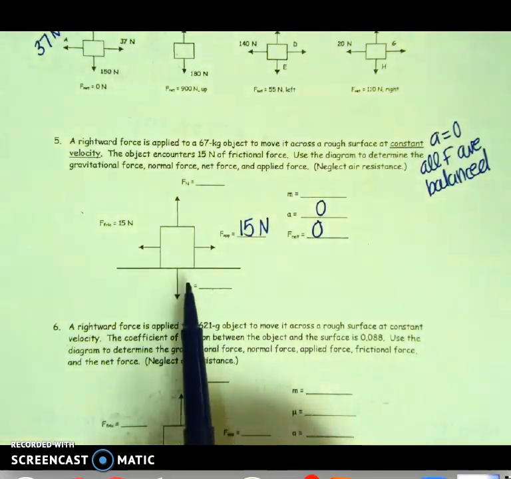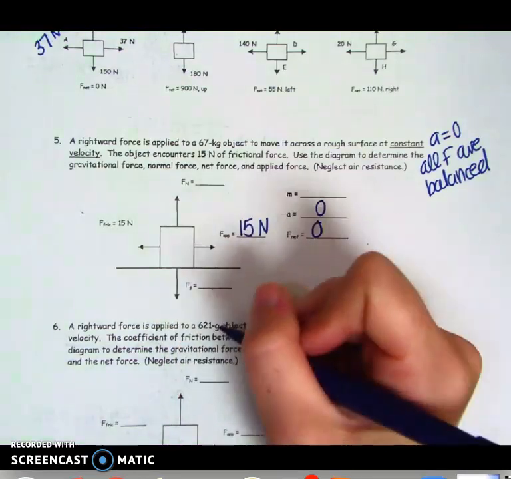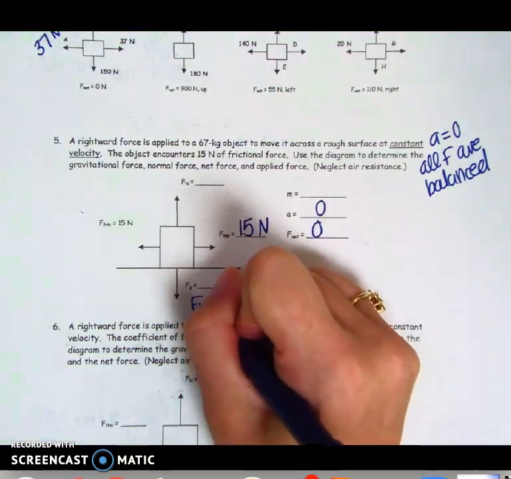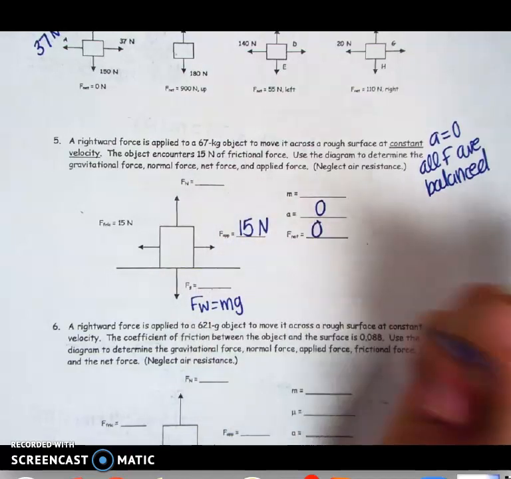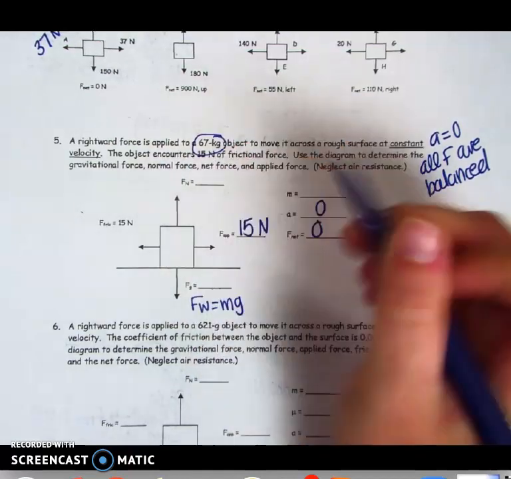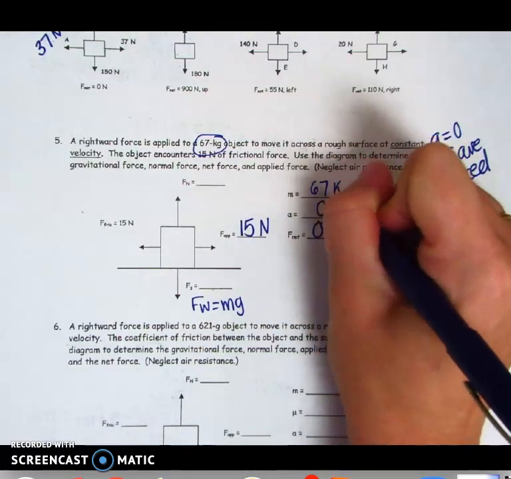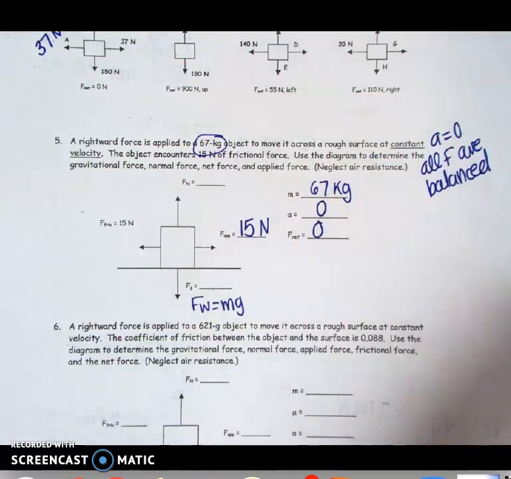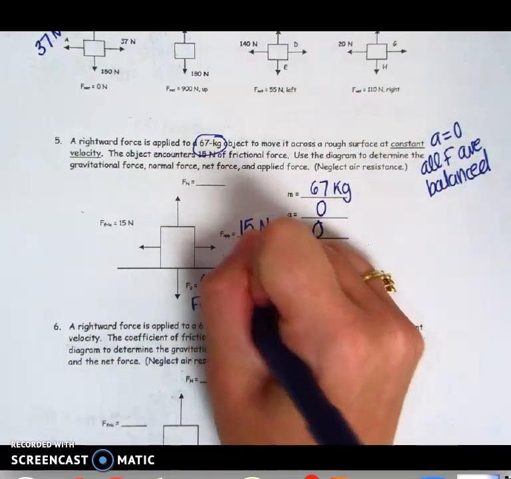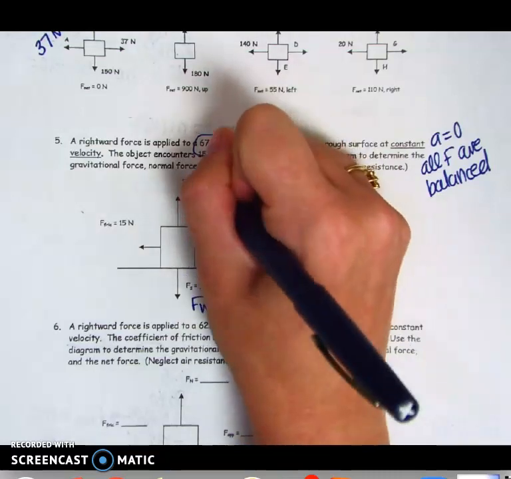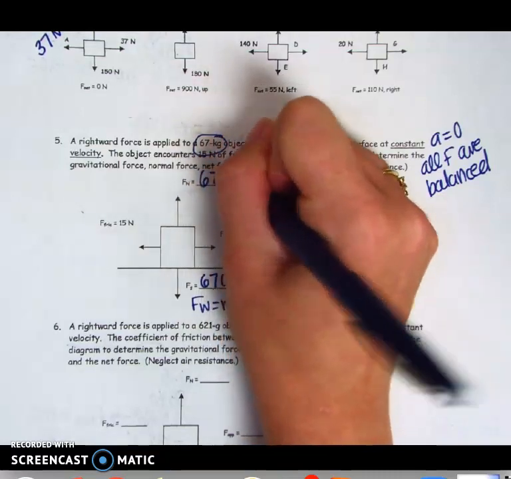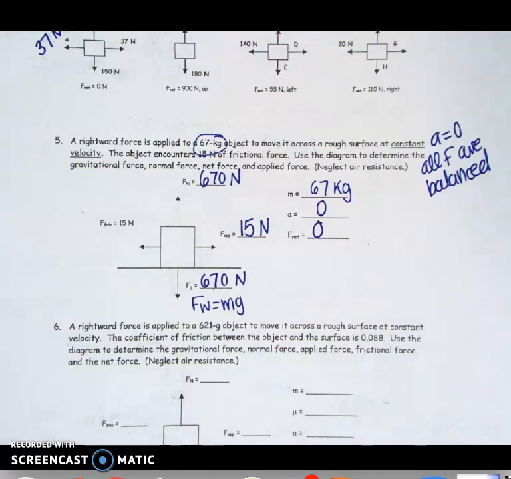So we're going to solve for our force of weight. So we say that force of weight equals mass times gravity. Thankfully, the problem gave us that mass of 67 kilograms. So all we have to do is take that number, multiply it by 10. We're going to end up with 670 newtons. And since up and down are balanced, we're going to get 670 newtons up as well.